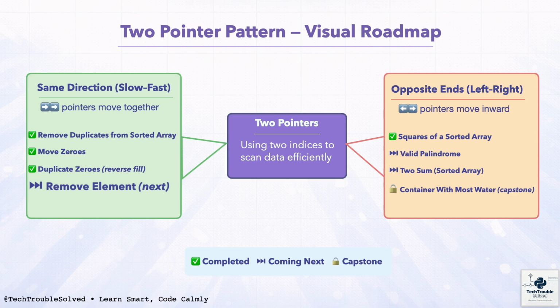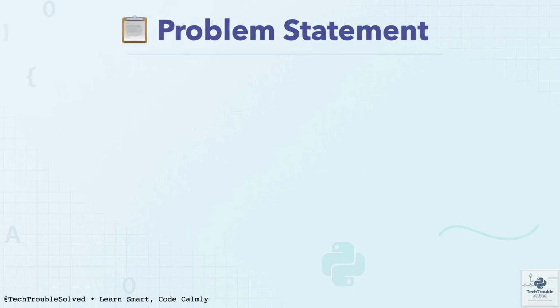Here, one pointer scans every element and the other pointer decides where valid elements should go. Once you understand this category, problems like move zeros and remove duplicates start to feel very similar. So as we solve this problem, don't just focus on the answer. Try to recognize the pattern. This roadmap will help you connect many problems together. Now let's clearly understand the problem.